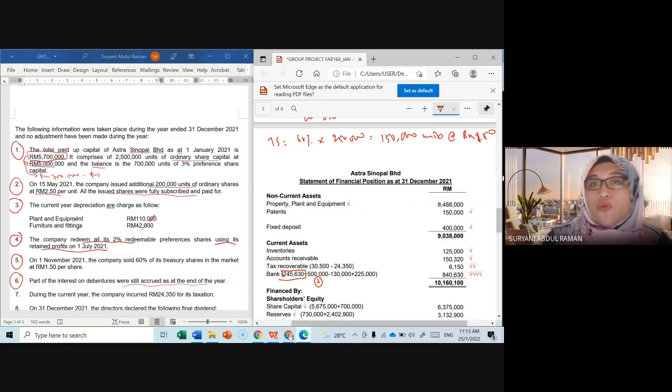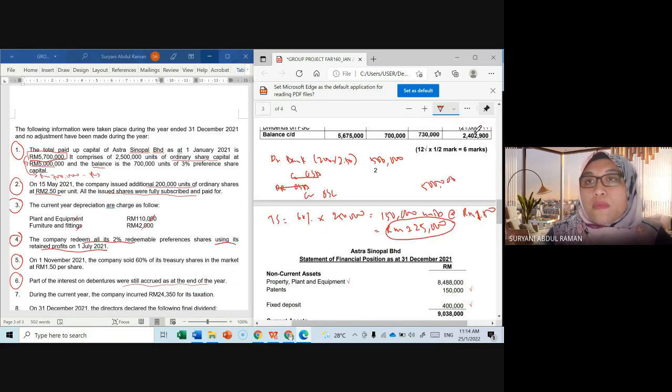Saya nak kira duit dulu. Dapat apa? 225,000 ke betul? You dapat 225,000 kan? Ya, madam. Dapat. Saya nak kira berapa duit dapat dulu. Betul tak? Betul, dapat 225,000. Okay. Ini duit you dapat. Ingat tak lagi macam mana double entry treasury share? Ingat tak?